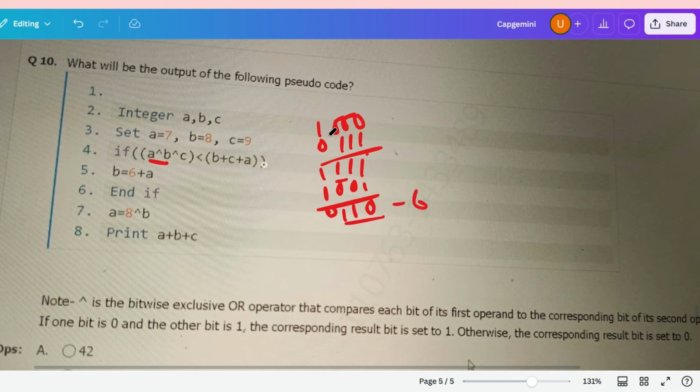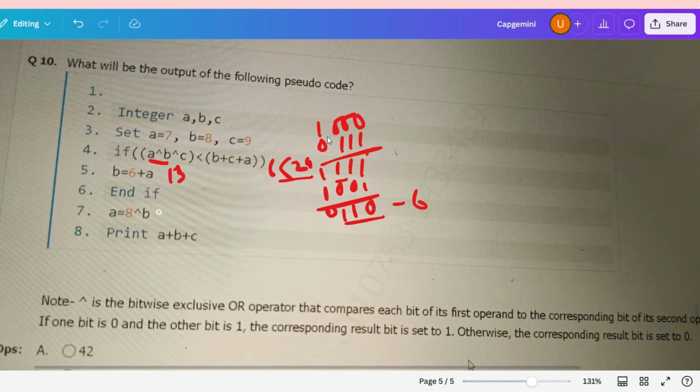Okay, so if 6 is lesser than A plus B plus C, A is 7 plus 8, that is 15, plus 9, that is 24. So if 6 is lesser than 24, yes, this is true. So we have to go inside the if block. So b is equal to 6 plus a, reinitialize the value of b. So 6 plus a, that is 6 plus 7, that is 13. Okay, value of b becomes 13.